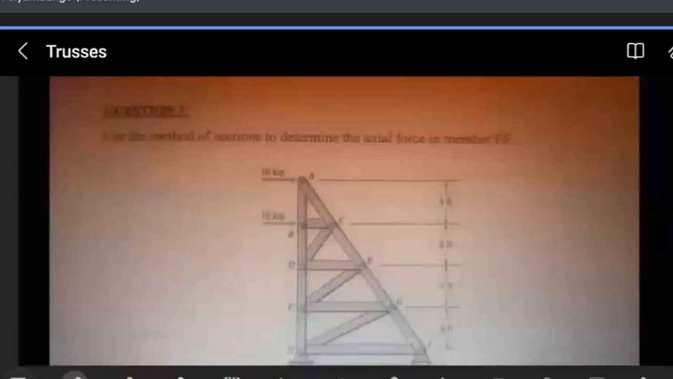Okay. So consider this example where we're being asked to use the method of sections to determine the axial force in the member EF. So the first thing we want to do here is to identify where EF is. And in this case, EF is this side, just somewhere there. So that is the member which we want to analyze. And by the axial force, they're asking us to find the internal force inside the member EF.